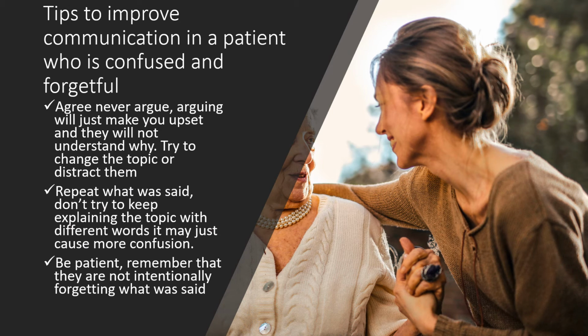Tips to improve communication in a patient who is confused and forgetful. Agree, never argue. Arguing will just make you upset, and your loved one will not understand why. Try to change the topic or distract them instead. Repeat what was said. Don't try to keep explaining the topic with different words. It may just cause more confusion. Be patient. Remember that they are not intentionally forgetting what was said.